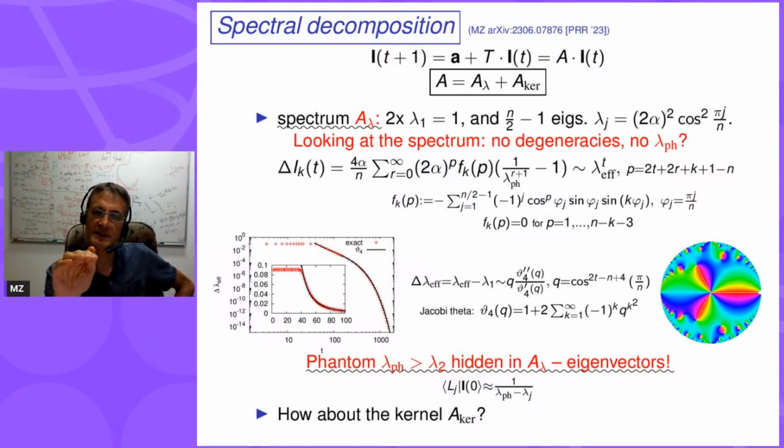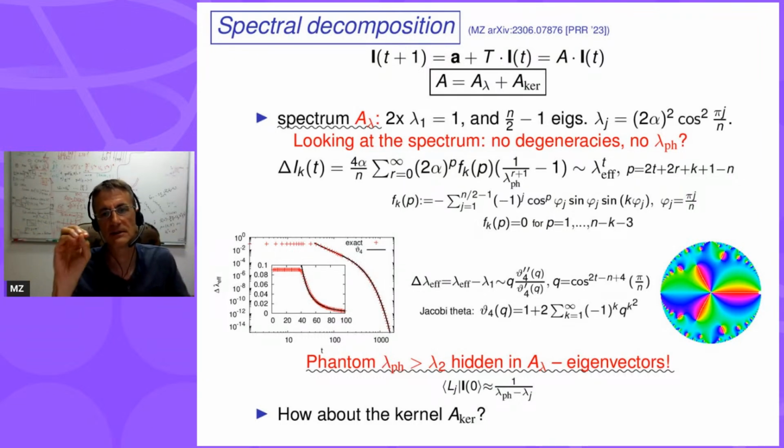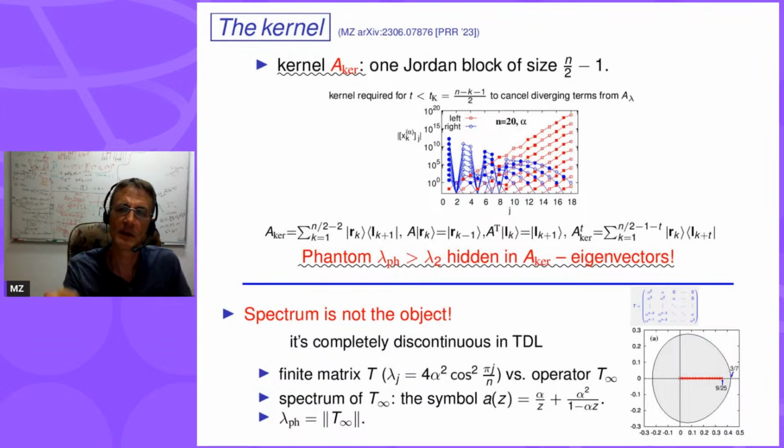Now the matrix T or A, it's actually kind of interesting because it turns out that this is a matrix of size n by n, remember? And then you have only n over 2 non-zero eigenvalues. So basically half of the size is filled by the kernel. So eigenvalue 0 is degenerate. It has degeneracy n over 2, and it's composed of a single Jordan block.